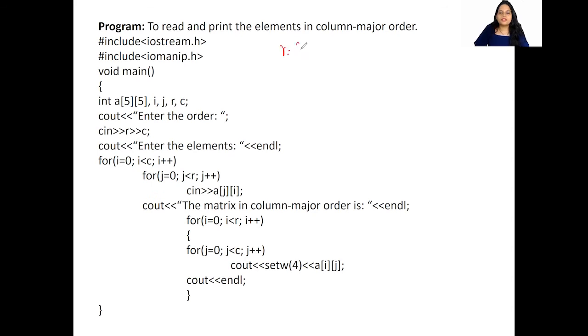So the R value is 3 and the C value is 3. The for loop is for i equal to 0, i less than C. So i is going to represent the column value, because in the condition we have checked if it is less than C. And for j equal to 0, j less than the number of rows, and j plus plus, and then what I'm going to do is A of j comma i.